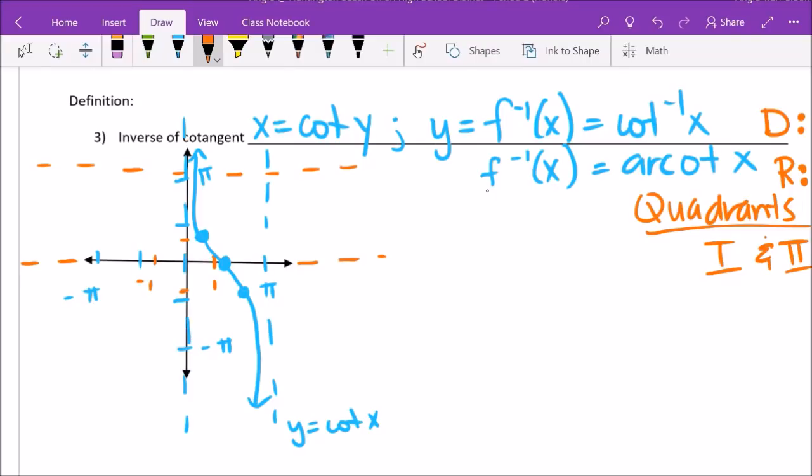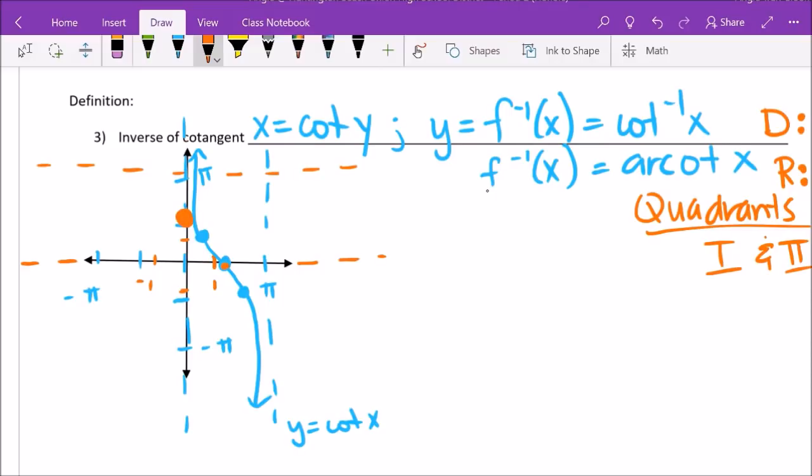Pi over 2, 0. So pi over 2 is right here. Would I say here? No, okay. That was pi over 2, 0 though. So how would you switch that? 0 comma pi over 2. So wouldn't that be right here? Yep. Now what? 2 more points.